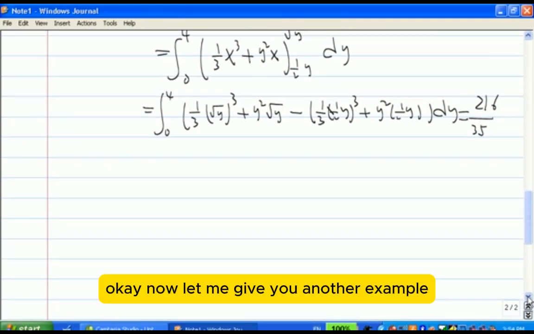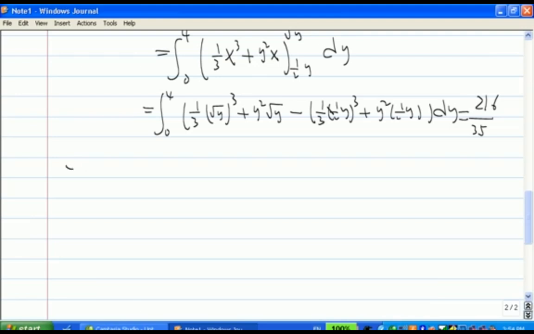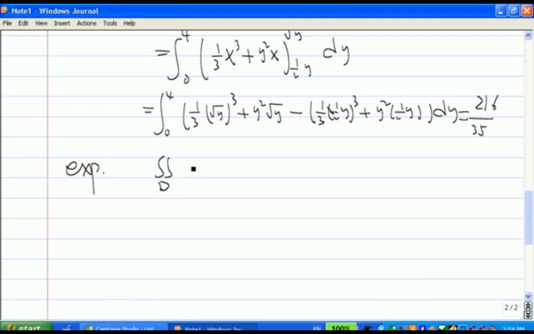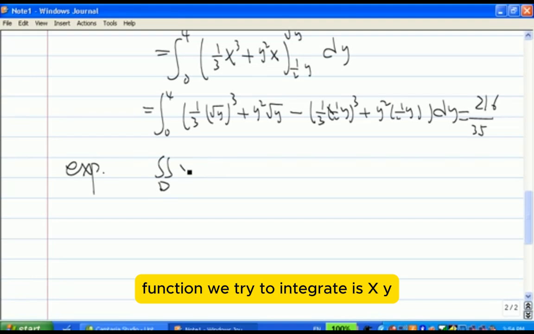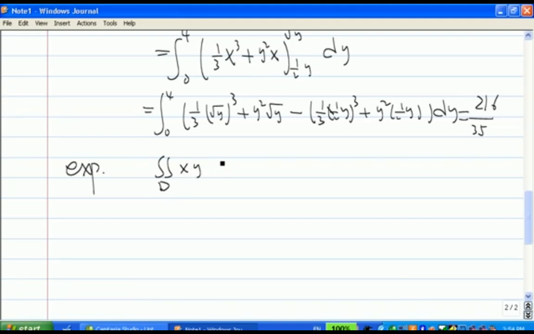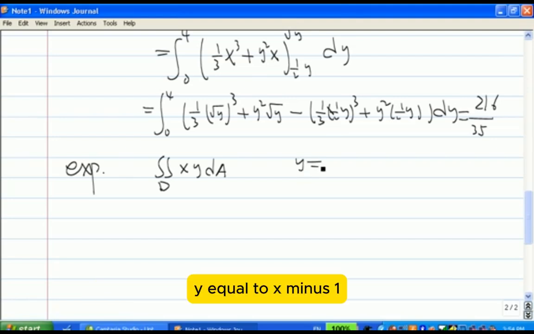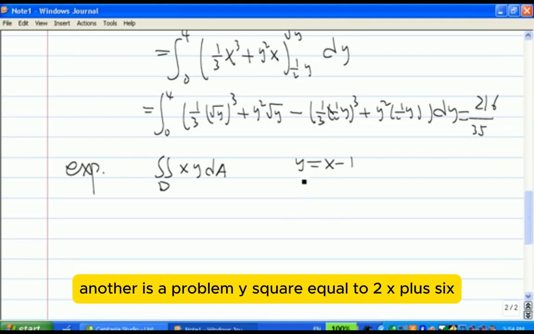Okay, now let me give you another example. In this example we want to integrate a double integral over D. The function we try to integrate is xy dA. D here is a region bounded by a line, y equals x minus 1, and a parabola, y squared equals 2x plus 6.